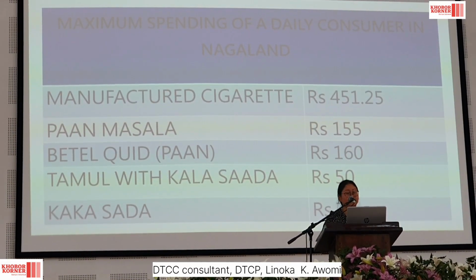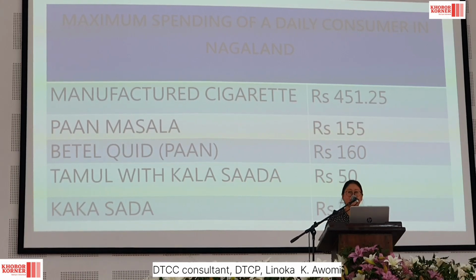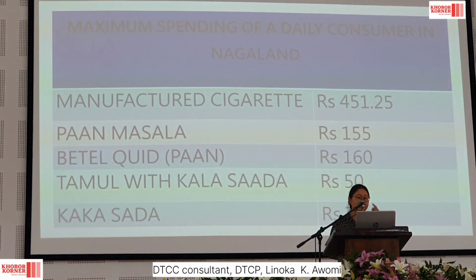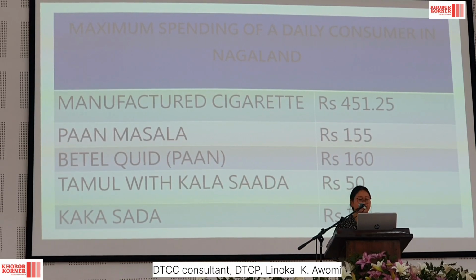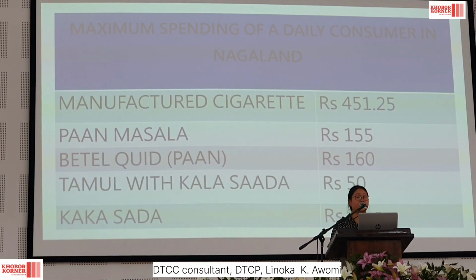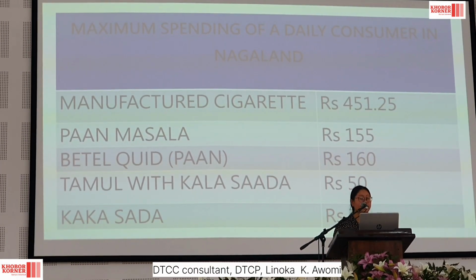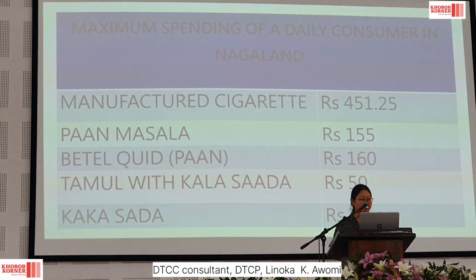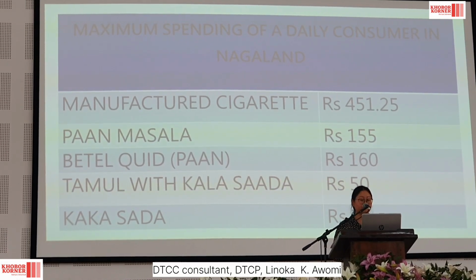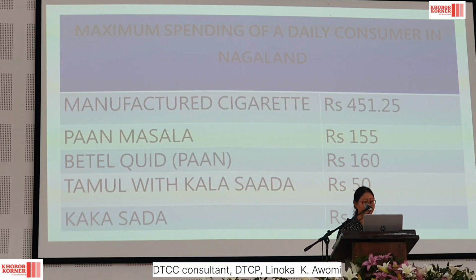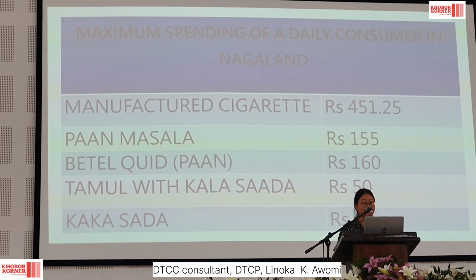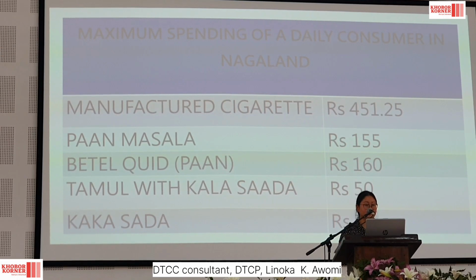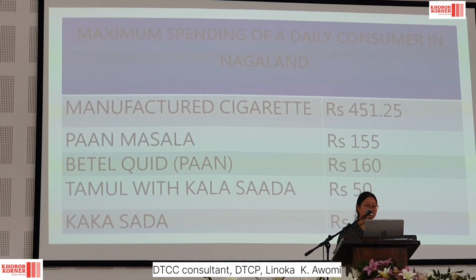In a humble attempt, the state conducted a pilot study in the year 2020. And we have data that shows that 43% of our Naga people in the age of 15 to 60 years consume tobacco. In the pilot study, we found that an average tobacco user in Nagaland who is very much addicted to tobacco spends on average, the maximum being for manufactured cigarettes, rupees 451.25, and for pan masala, what we call Rajnikanda or Shikhar, rupees 155, and on pan rupees 160, tamul with kala sada rupees 50, and kala sada rupees 75. This is just an average attempt at the cost estimate that we found.